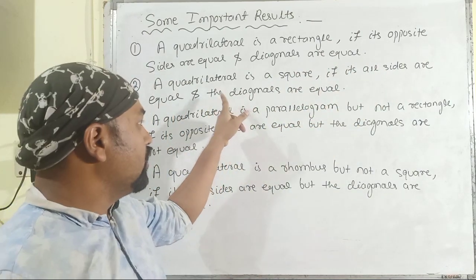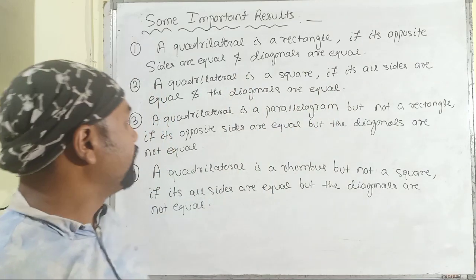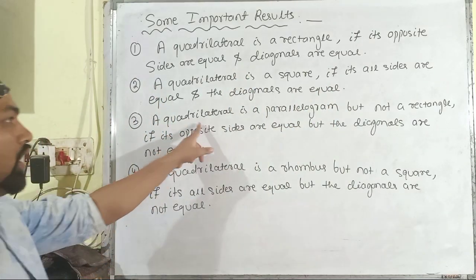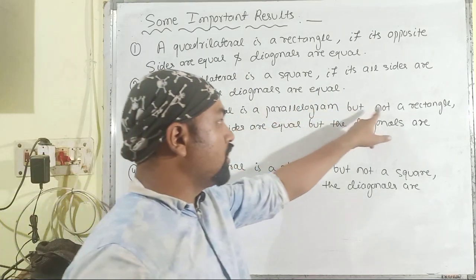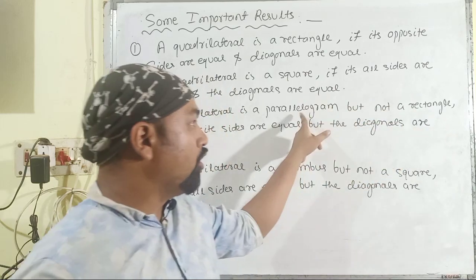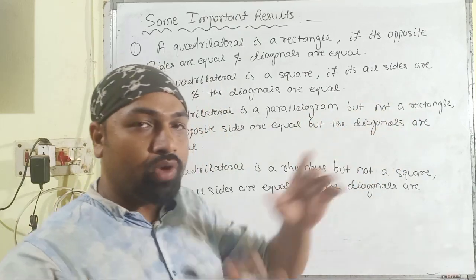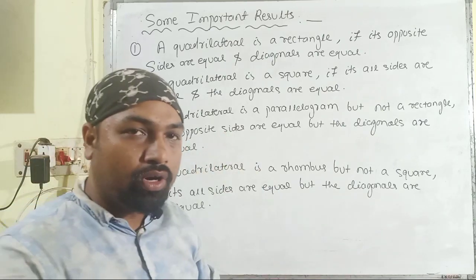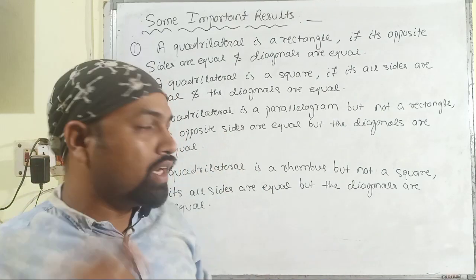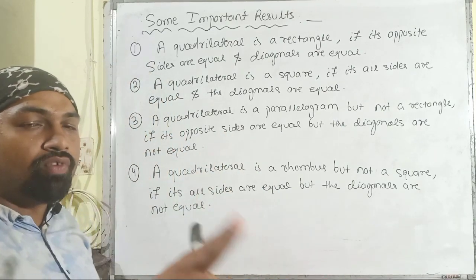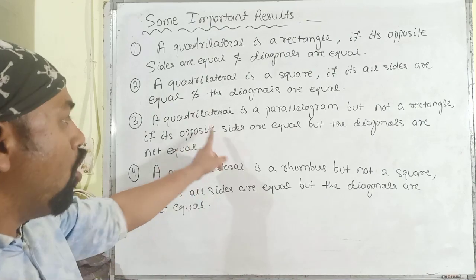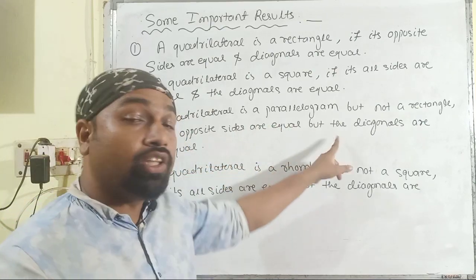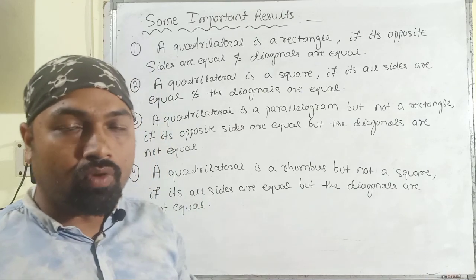another case is there, the diagonals are equal. In the third case, a quadrilateral is a parallelogram but not a rectangle. That means we have to prove that it is a parallelogram but it must not be a rectangle. Then again we have to go for two cases. The first one is opposite sides are equal but the diagonals are not equal.